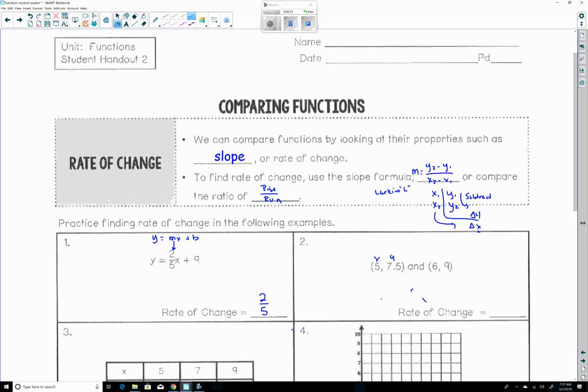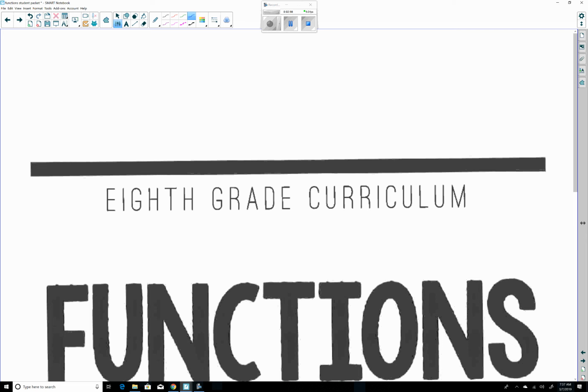Here's our x. Here's our other x and our other y. So we can call this one x1 and y1, this one x2 and y2. It doesn't matter which one is 1 and which one is 2. Remember this? So if we're using the Larkin L method, I would have them straddle the line. I would just grab some points. So I'd have 5 and 7.5. That's my x and that's my y of my first set. And then 6 and 9. I'm going to subtract down.